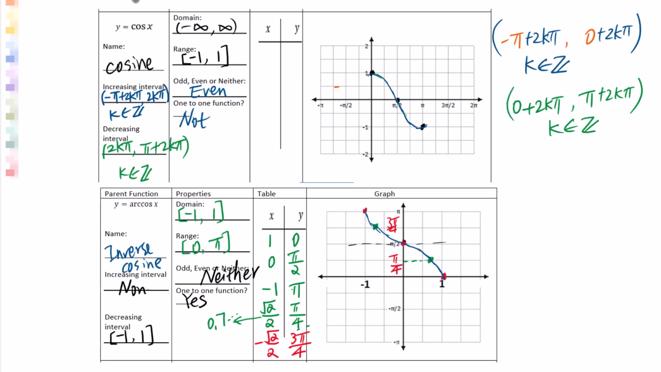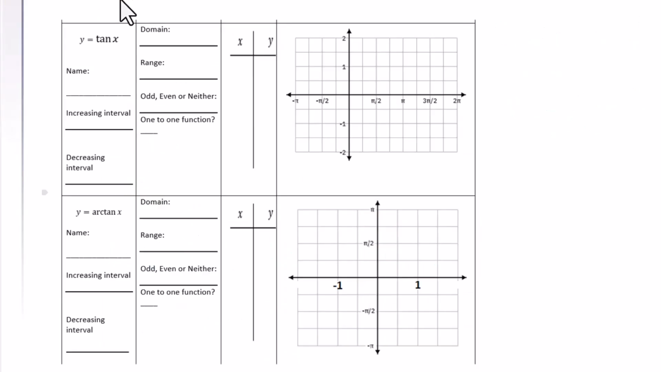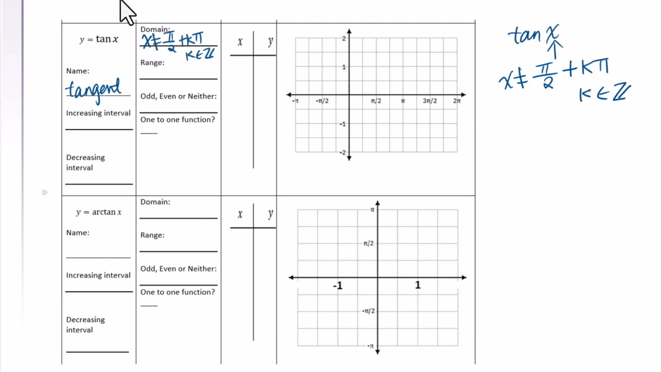No increasing interval. Tangent x, this is the tangent function. For the domain, x cannot be equal to pi over 2, repeating every pi. So x is not equal to pi over 2 plus k pi, where k is all integers. Range is all real numbers.